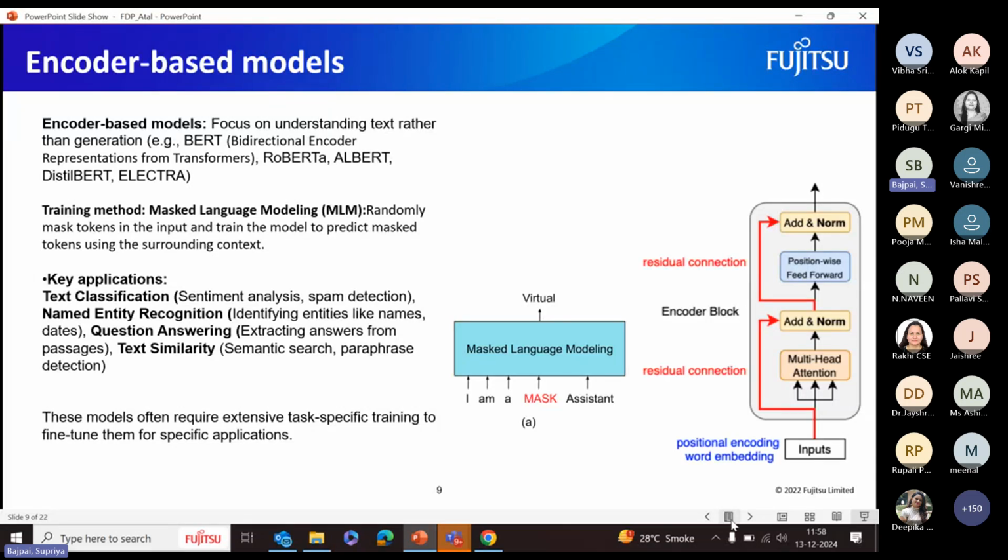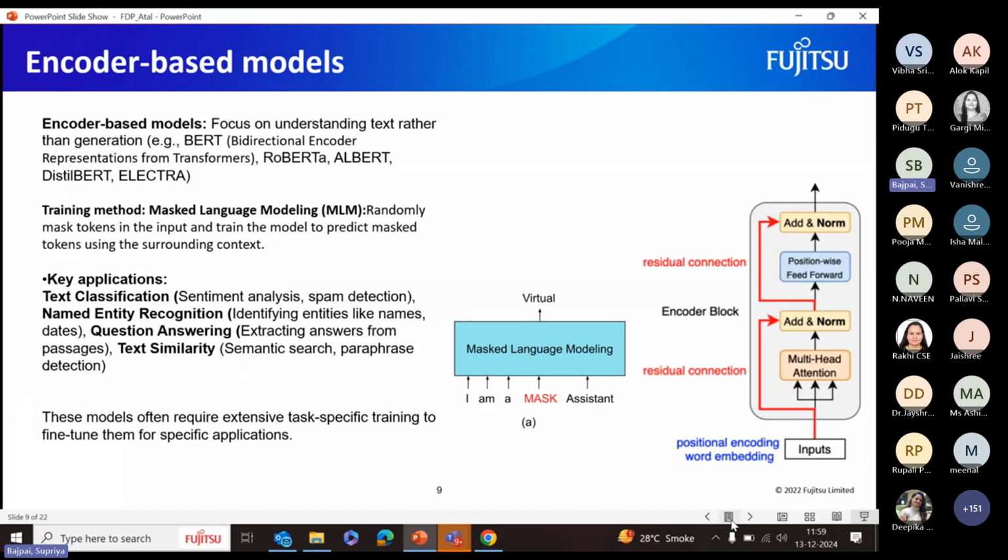First, text classification. This includes sentiment analysis, like positive or negative reviews, and spam detection: is this email spam or not? The model is trained to classify text, and it will categorize it based on the understanding of the words in the sentence.